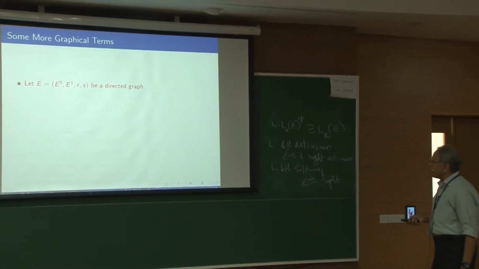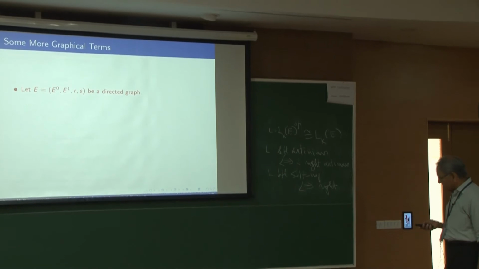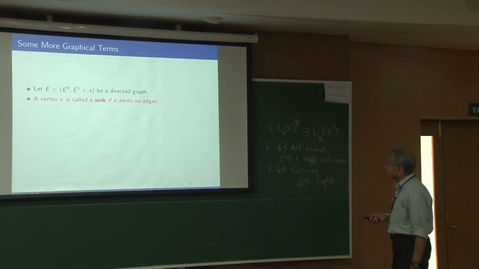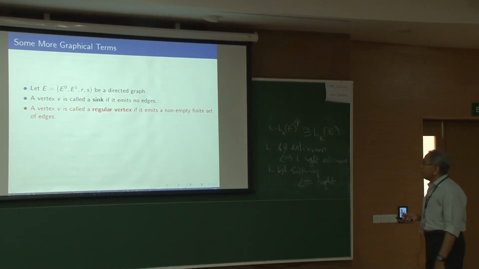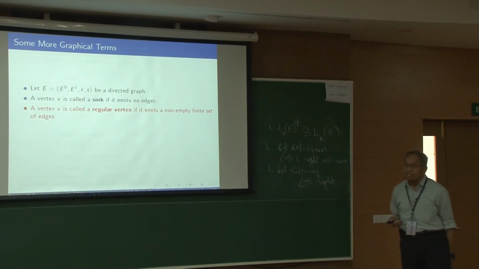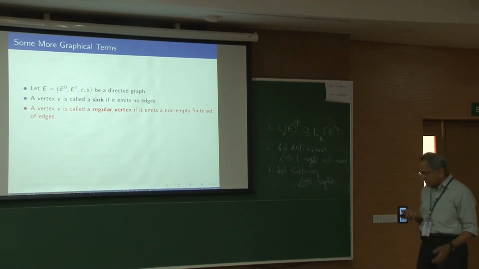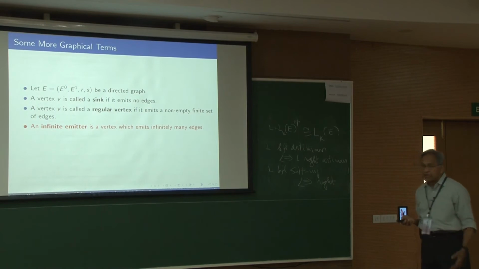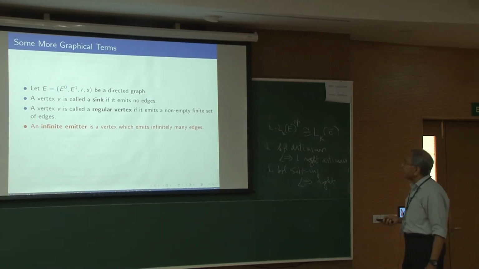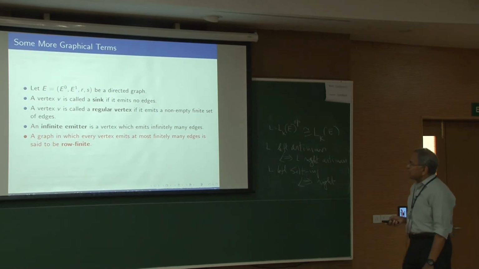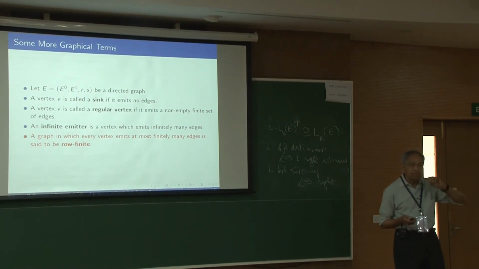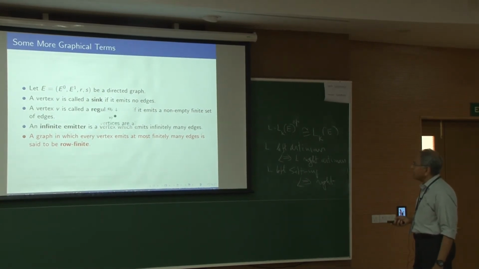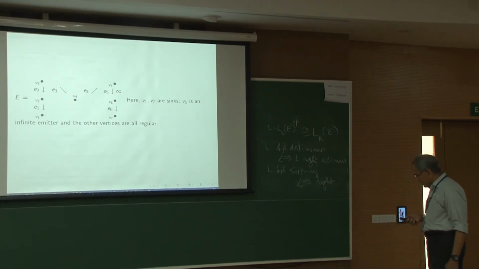Now we would like to have some more graphical terms before I proceed here. Just a quick run through all of them. If I have a directed graph, a vertex is called a sink if it does not emit any edges. It's called a regular vertex if it emits at least one but finitely many edges. And of course, if it's an infinite emitter, as the word already indicates, it emits infinitely many edges. If we have a graph in which every vertex emits at most finitely many edges, we call it a row-finite graph.